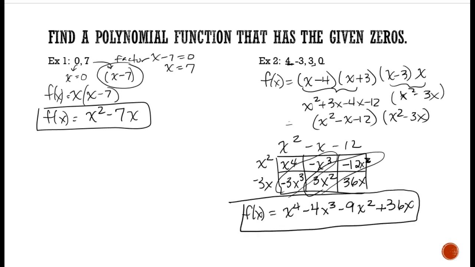All right, so look at that. We came up with a polynomial to the 4th power. Now, I don't think you're going to get anything higher than that. So that gives you an idea. So what do you do? You start by creating the factors and then multiplying the factors out.